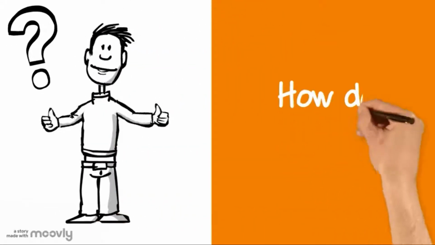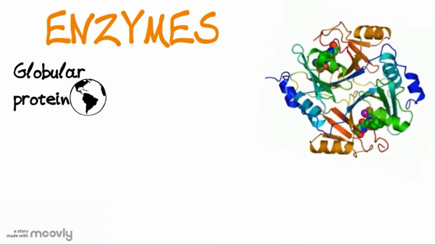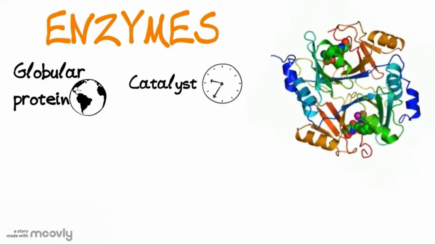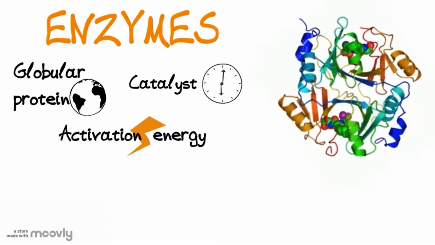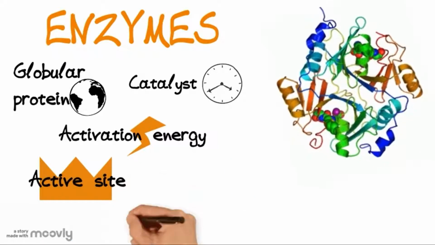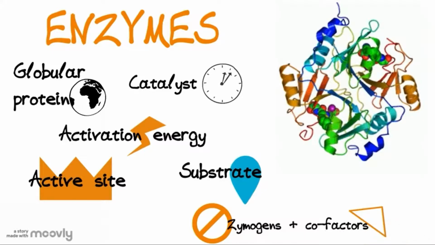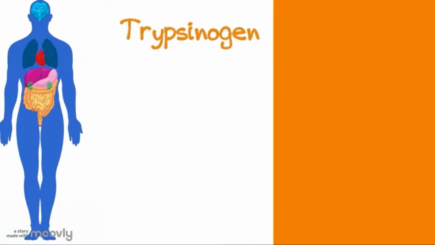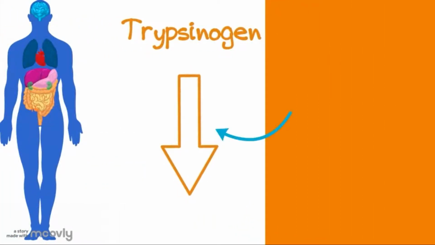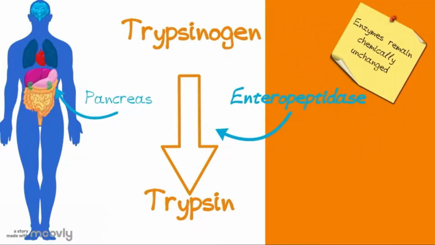How do enzymes work? An enzyme is a large globular protein that acts as a biological catalyst to speed up chemical reactions. It does this by lowering the activation energy required for a reaction to take place. They have a specific active site that binds with a specific substrate. In their inactive form, enzymes are known as zymogens and are activated by cofactors. One example of this is the conversion of trypsinogen via the enzyme enteropeptidase to trypsin. This can be found in the pancreas.